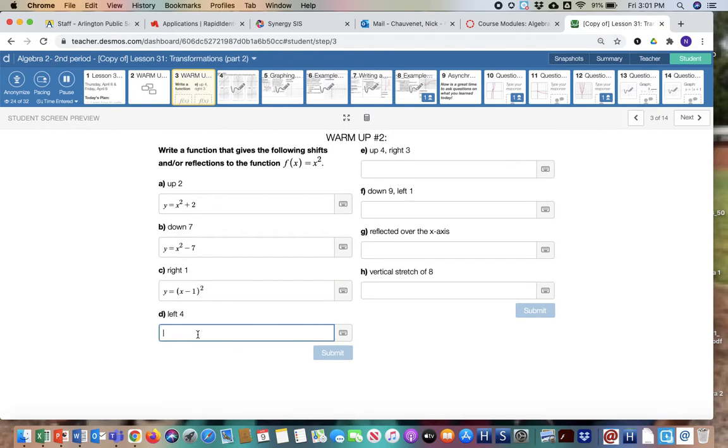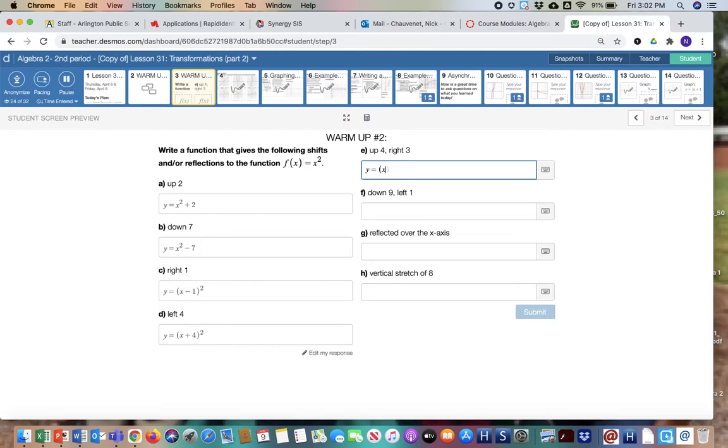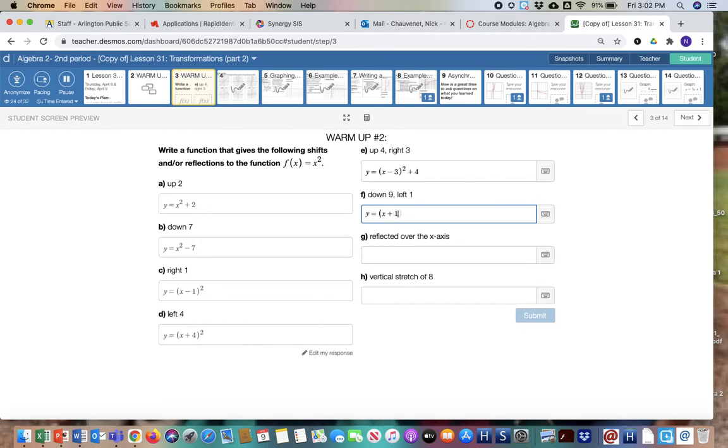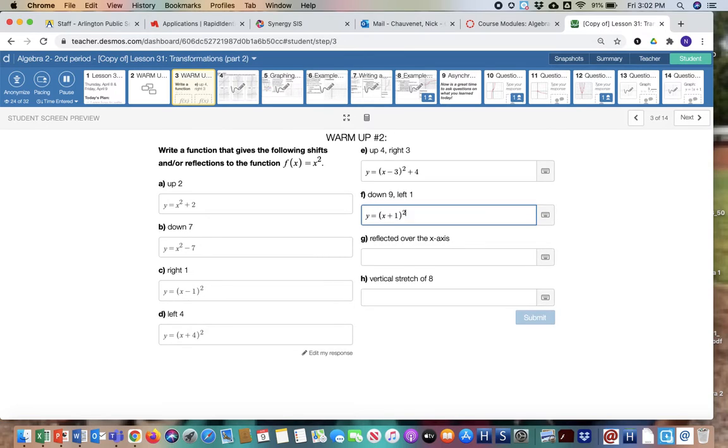And then we want to go left 4 here. What we're actually going to do is x plus 4, and then still squared since we're comparing everything to this x squared. We want to go up 4 and right 3. So we're going to go x minus 3 squared for the right 3, and then up 4, so plus 4. That's what that should look like. Left 1 down 9: y equals x plus 1 squared to go left 1, and then minus 9 on the outside to go down 9.